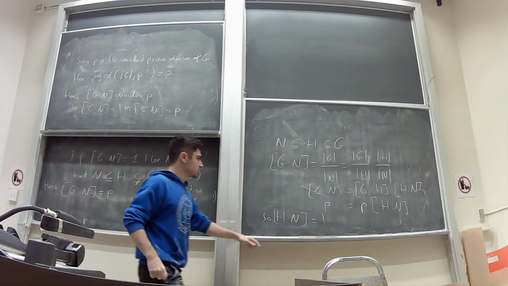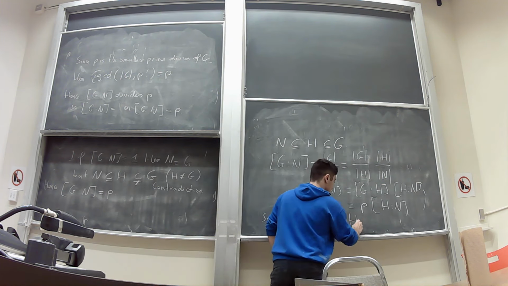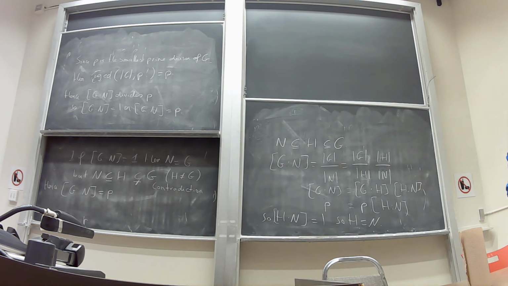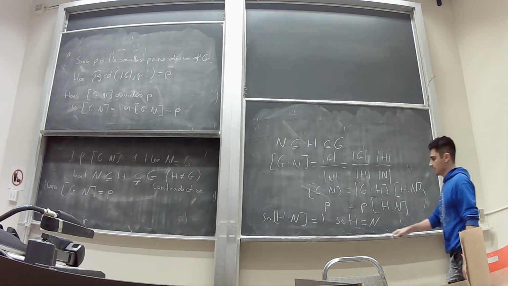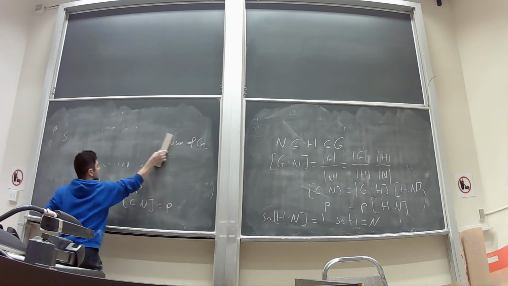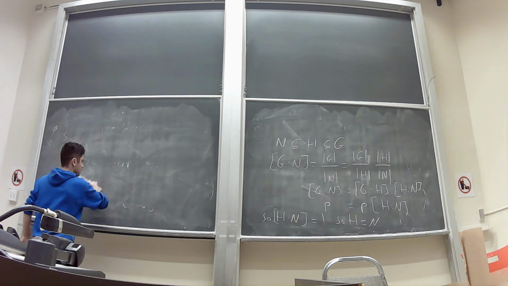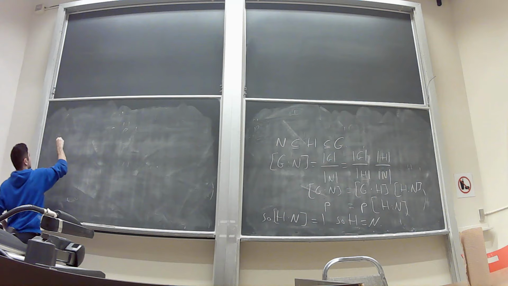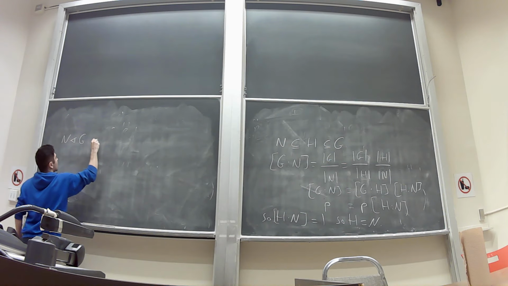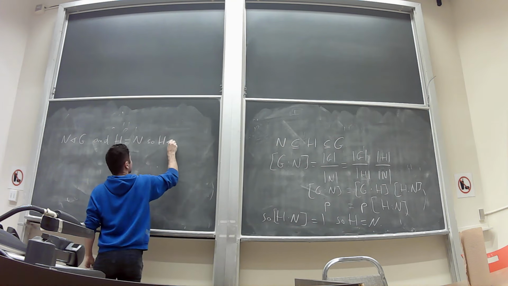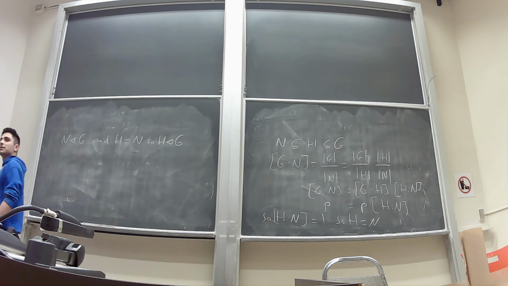So H is equal to N. N is the kernel of a homomorphism, so N is a normal subgroup of G. And H is equal to N. So H is normal. That's a very nice argument.